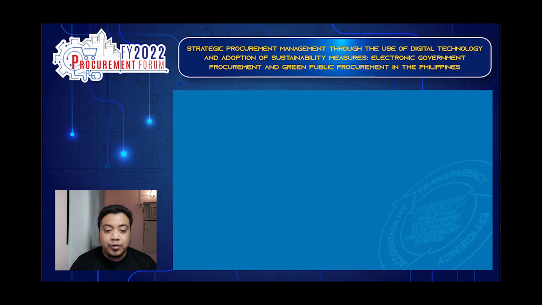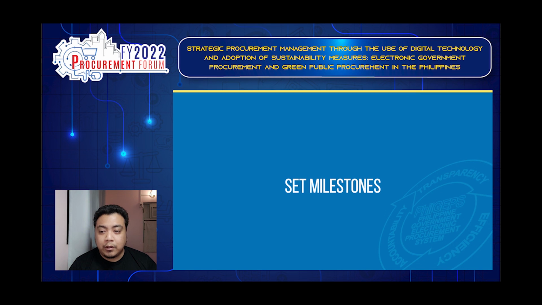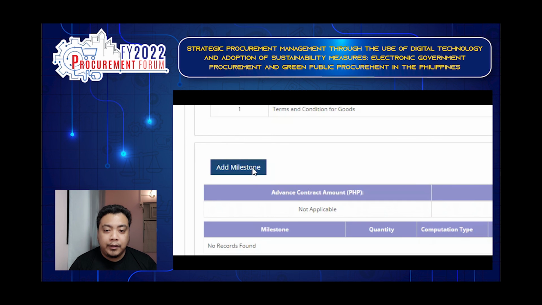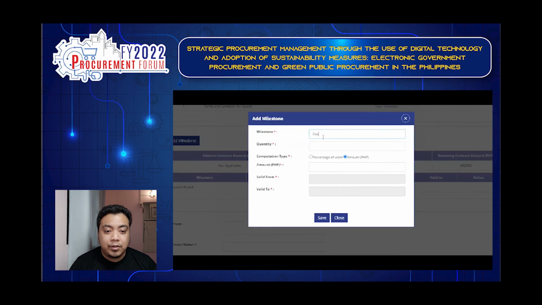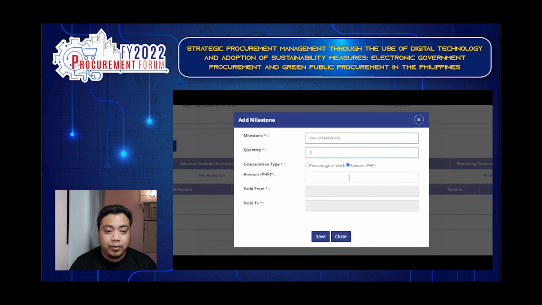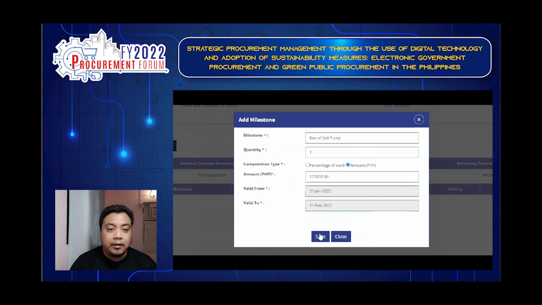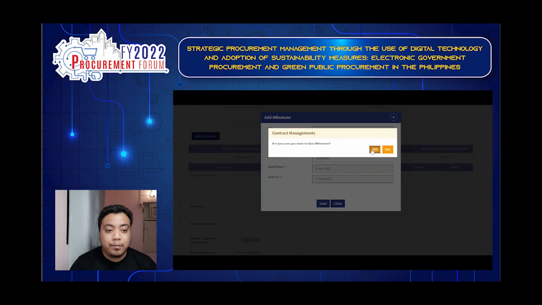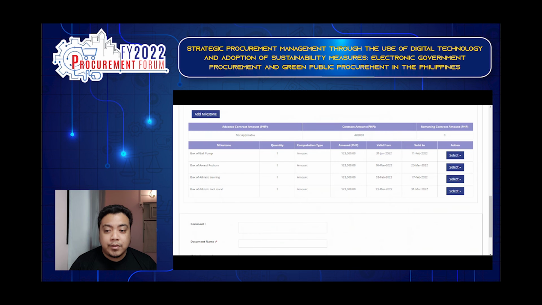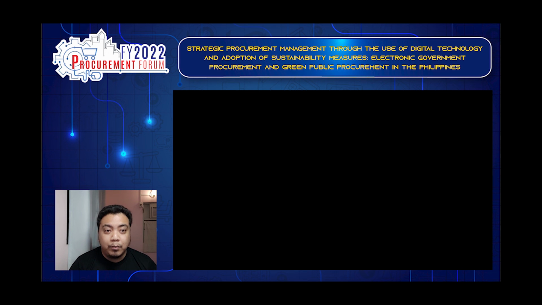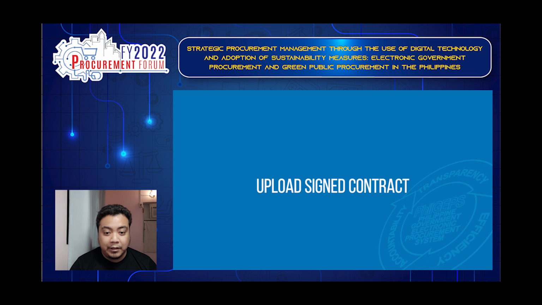And then we need also to set the milestone. So click the button add milestone, and then whether our milestone is per delivery, or per box, or per whatever, depends on the design of our contract. And then click save, and afterwards that is the set milestone. So we can put multiple milestones.